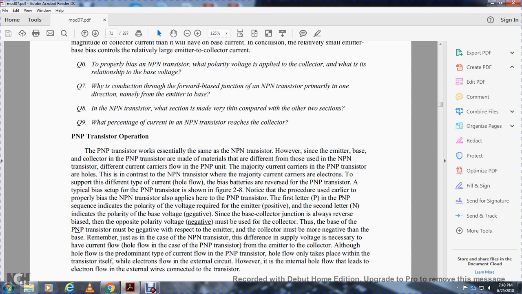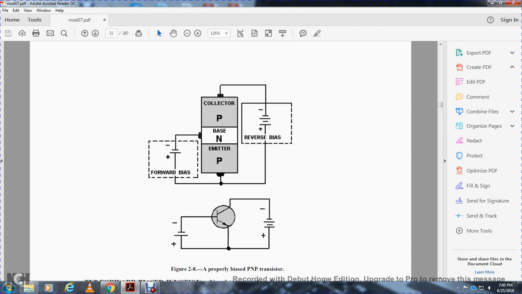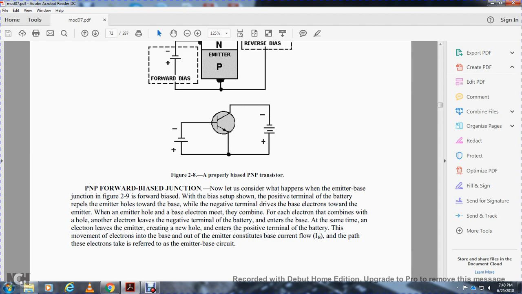Remember, just as in the case of the NPN transistor, the difference of supply voltage is necessary to have the current flow in the PNP transistor from the emitter to the collector. Although hole flow is the predominant type of current flow in the PNP transistor, the hole flow only takes place within the transistor itself, with electrons in the external circuit. However, the internal hole flow leads the electron flow in the external wires connected to the transistor. Figure 2.9A shows the properly biased PNP transistor. Notice that the negative is actually on the collector, and the forward bias on the base, giving the forward-biased emitter-base junction.